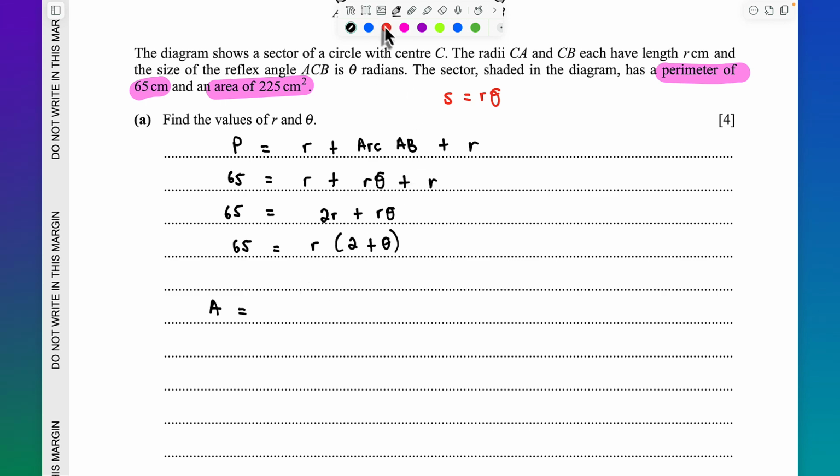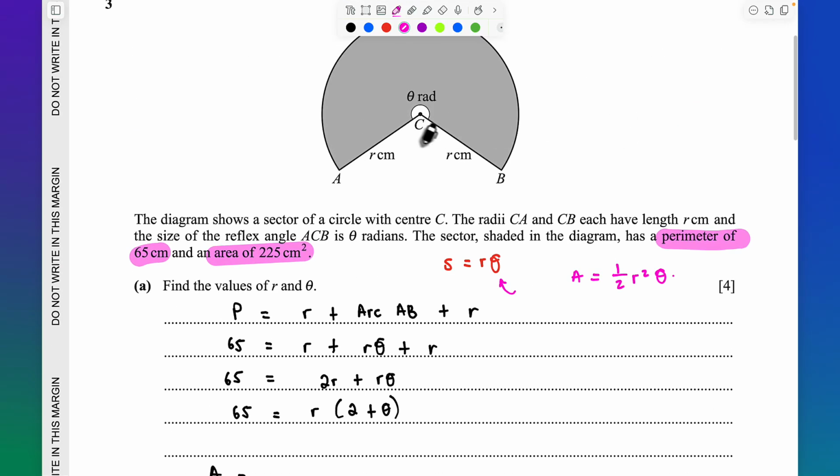The area of an arc, or at least of a sector, is half r squared multiplied by theta. Remember, we're working on this angle over here. Because it's not this angle, because that angle, if you plug it into this formula, would give you a smaller area. We're working with the theta that we've been given.